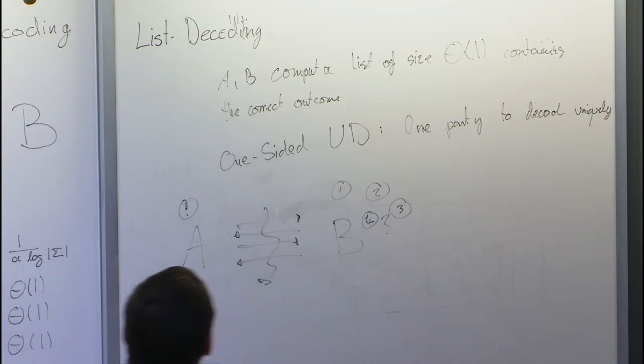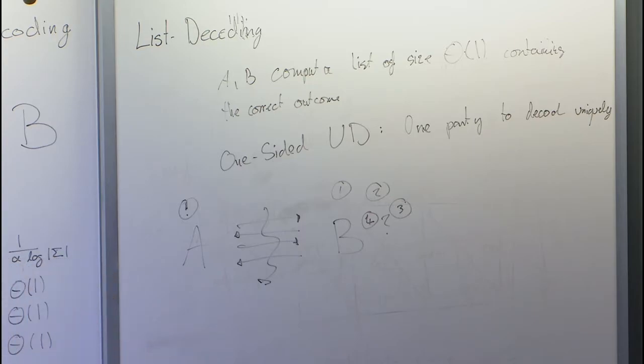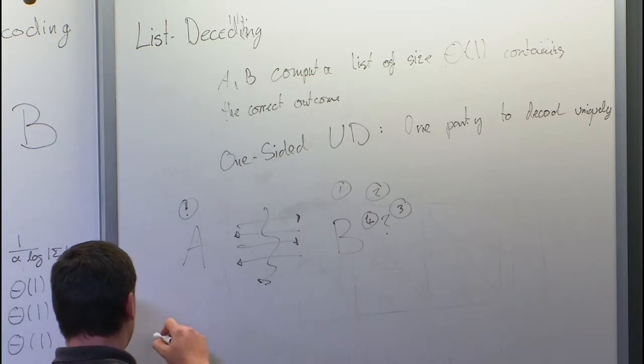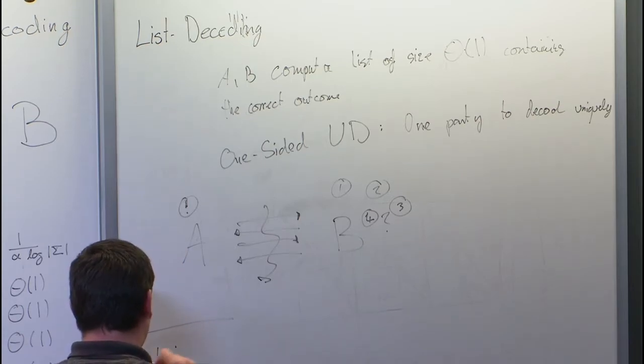And so the way all of these things are going to work in the end, this is the overall game plan. We're going to start with an inefficient list decoder.